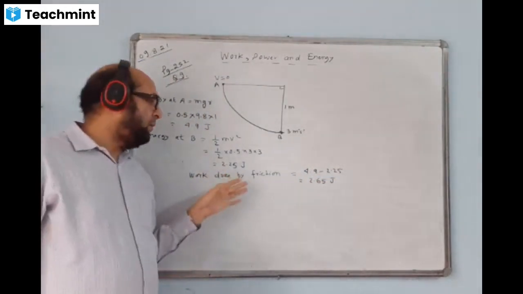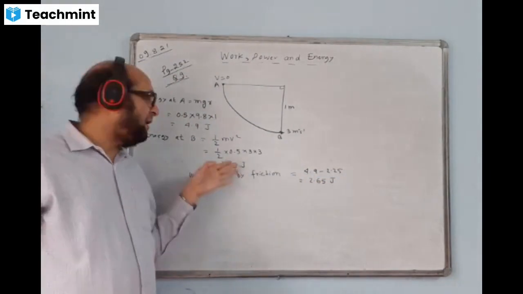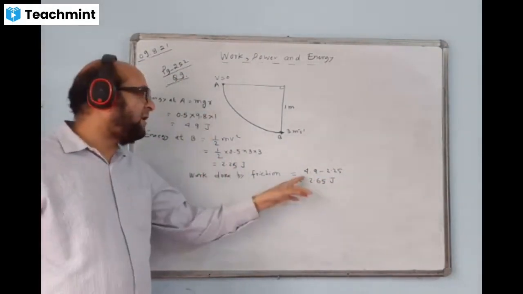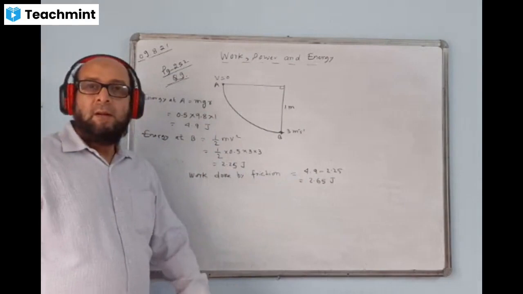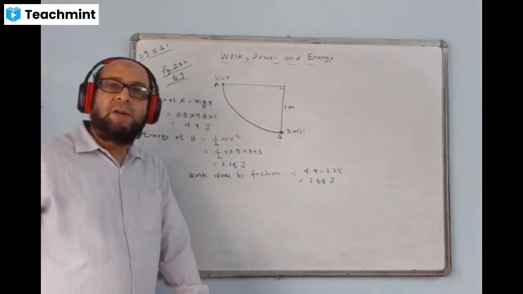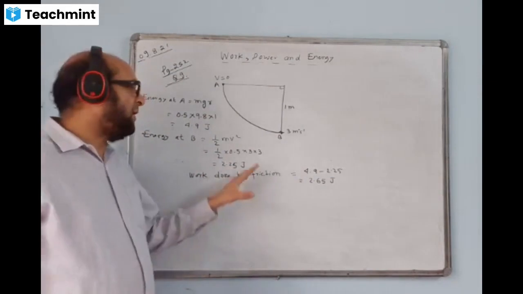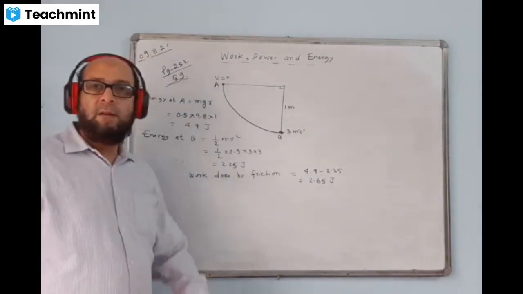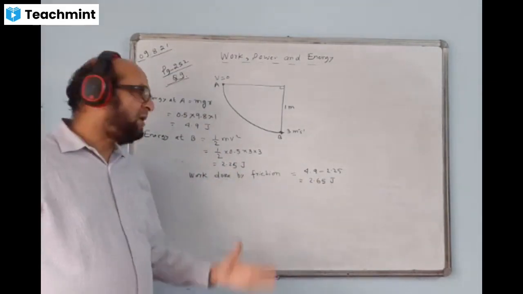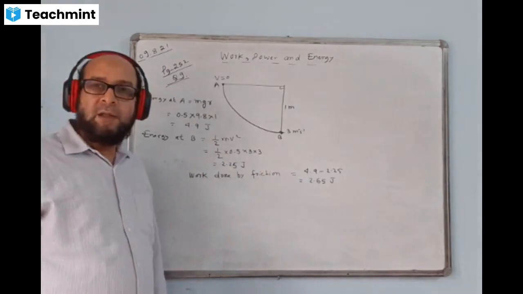If you want the work done by friction, we can take final energy minus initial. That time the answer will come with a minus sign. The minus sign tells you the loss of energy, and nothing else. If you want, you can express your answer with the minus sign, or just write the answer with the positive sign. 2.65 Joule. Finish.